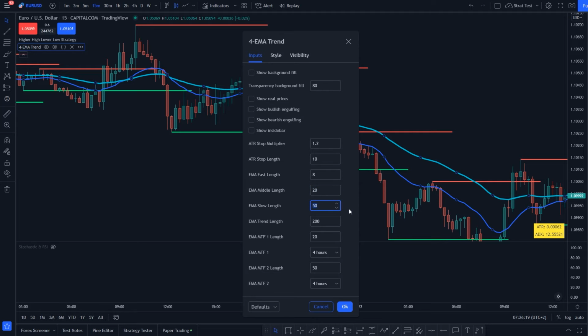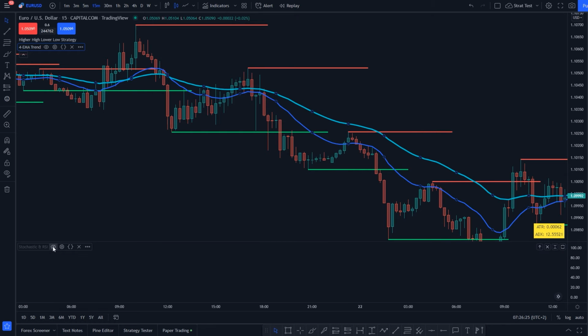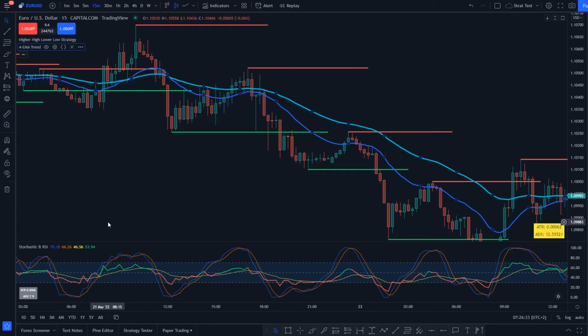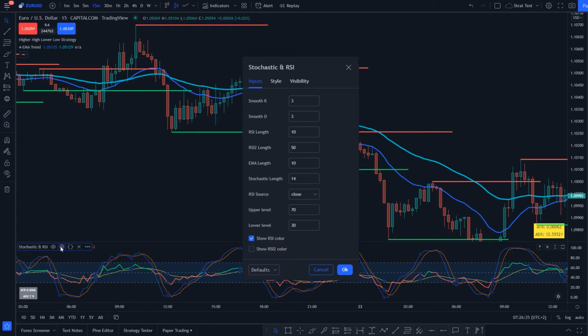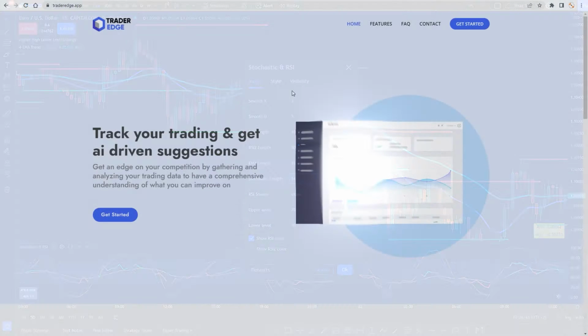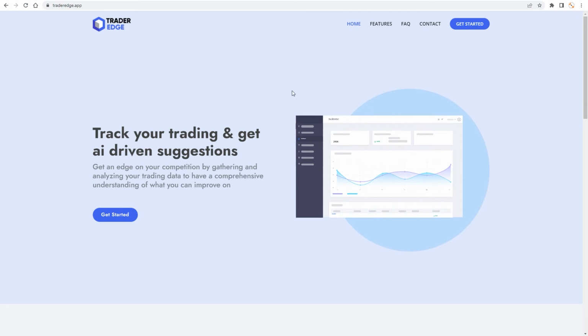The last one is my stochastics and RSI indicator. With that I can display the stochastics, RSI and EMA in one panel. I set the length of the RSI and the EMA to 10, and for the other settings I use the default values. I backtested this strategy using a great tool which is called Traderedge.